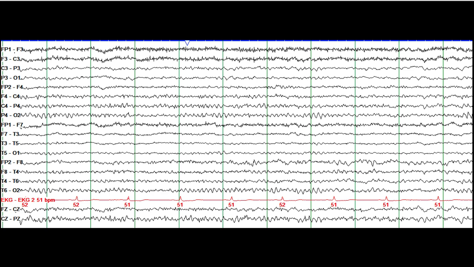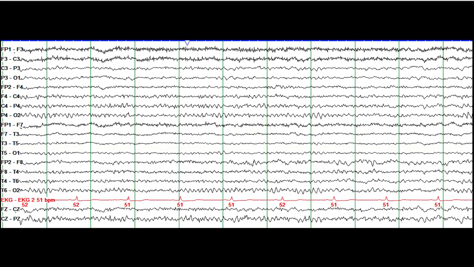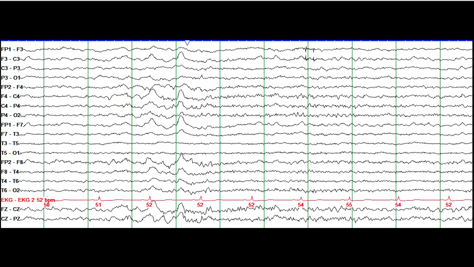So on this particular EEG, compare the left hemisphere with the right hemisphere. Do you see any change in amplitude? Do you see any asymmetry in amplitude between the left parasagittal and the right parasagittal contacts? Do you see any asymmetry in the frequencies? Are the same kind of frequencies seen in both hemispheres? Let's move on to the next slide.